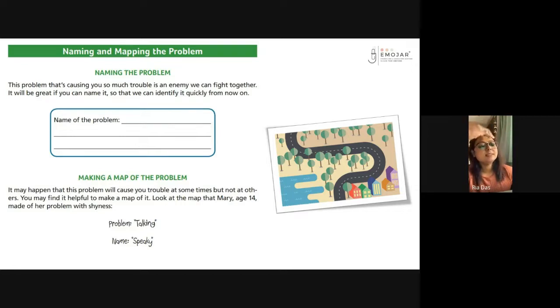Now you can see that in this example, Mary, aged 14 years, has a problem of shyness and she has named her problem as talking. And then we are going to name the monster. She's going to give the name of the problem in context with a monster. Okay, so she has named it Squeaky. Squeaky, why? Because she's unable to speak when she's confronted with people or certain new situations.